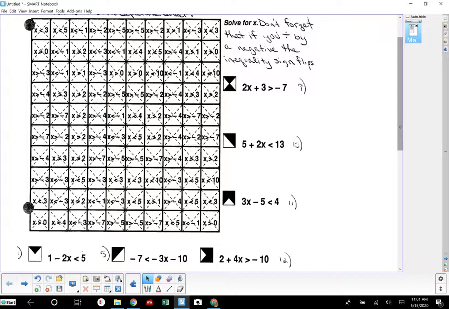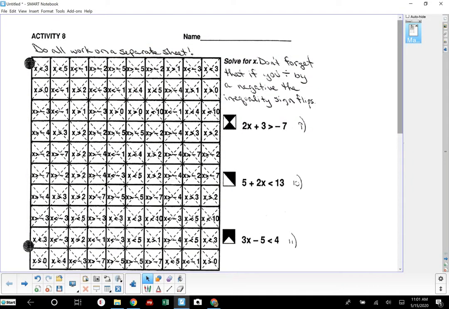Right, so this is just a really quick video to give you an idea of how to do this shading activity in case we are not in class when this is actually handed out. So first off, make sure that you stick your name at the top of this thing.